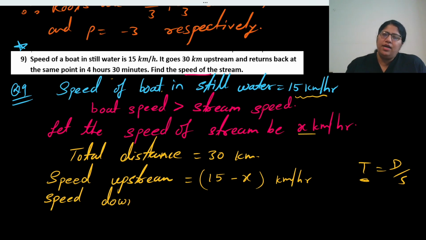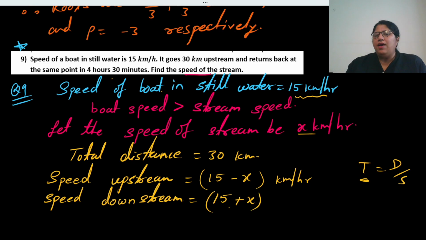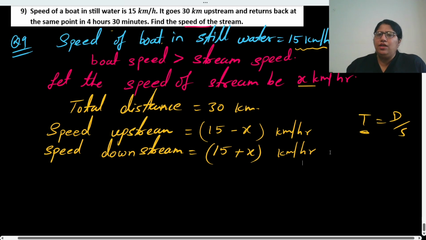As per logic, the speed is going to increase. So increase means you are going to add. How much increase is there? Same as the speed of the stream. So first you need to get these two speeds, because we cannot use 15 kilometer per hour, right? There will be a change in speed.